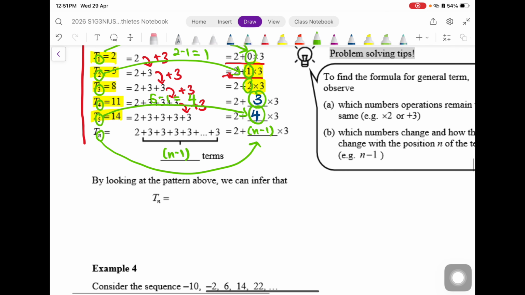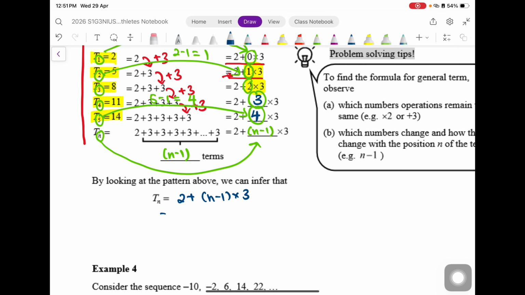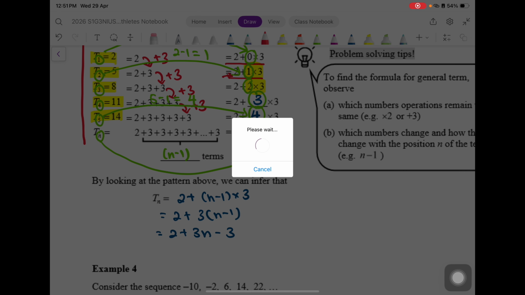Okay, so from looking at the pattern above, we can infer that Tn is actually made up of 2 plus n minus 1 times 3. Now, of course, after we have learned algebra, we know that we cannot just leave things as it is. We must expand it out, the n minus 1 times 3.